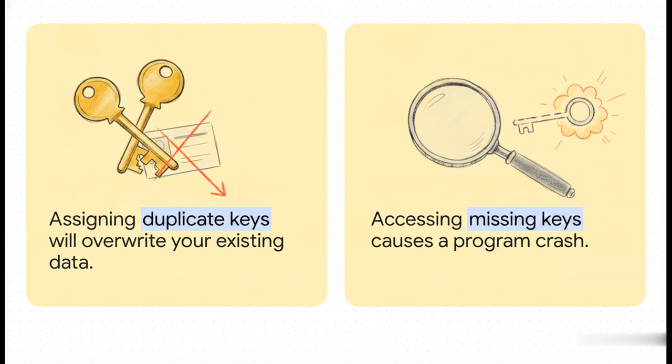The second major pitfall is blindly trying to access non-existing keys. If you ask the dictionary for a key that isn't there using standard bracket notation, your program will throw an error and crash hard. And actually, this is exactly why, like we mentioned earlier, utilizing that get method is so heavily recommended by the pros. It safely handles those missing keys without breaking your application.